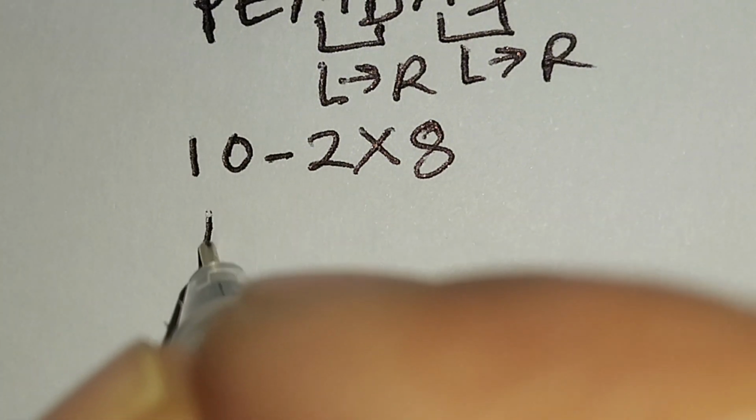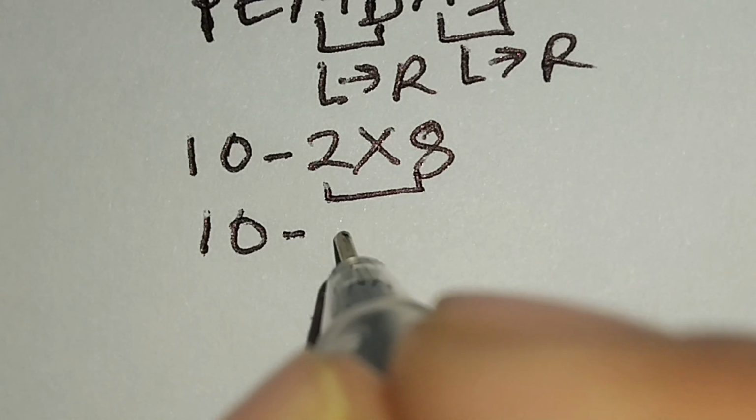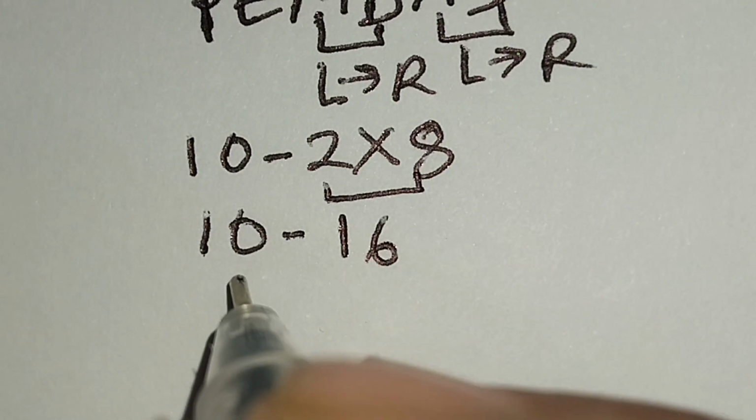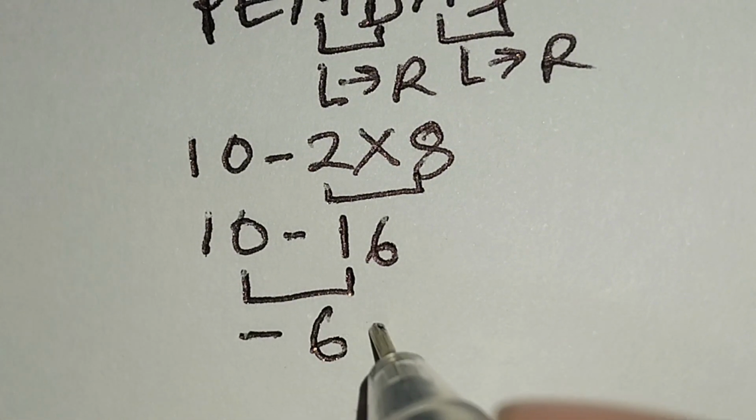Here this 10 minus this 2 times 8 gives us 16. 10 minus 16 gives us negative 6. And this is correct answer.